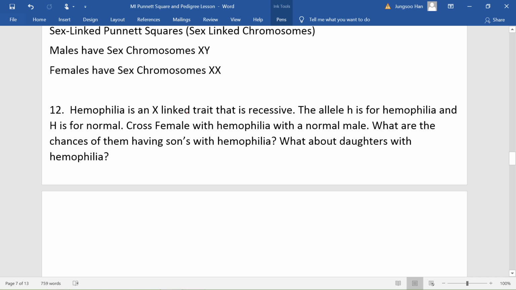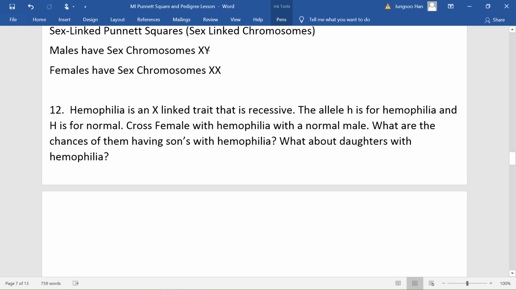I'll show you how it's different when we set up the Punnett squares. The reason it'll be different is because the alleles may be found on the X chromosomes or they may be found on the Y chromosomes. Males only have one X chromosome, while females have two. So let's say we're talking about an X-linked trait, meaning the genes are found on the X chromosome only. That means the females will have two alleles because they have two X chromosomes. Males will only have one allele because they only have one X chromosome.